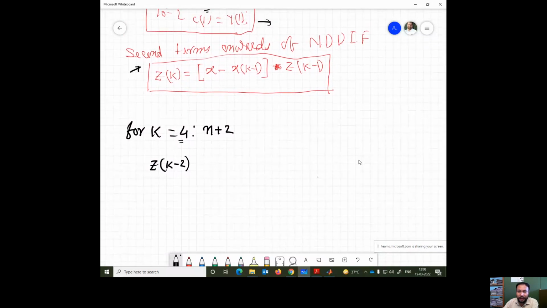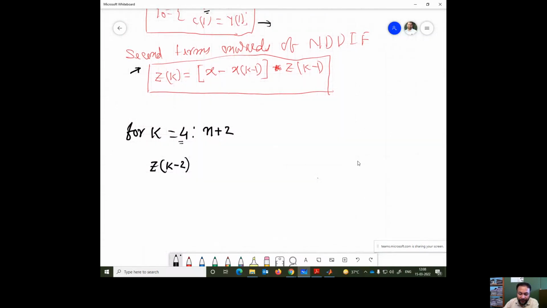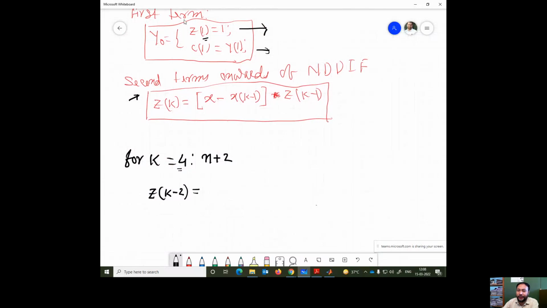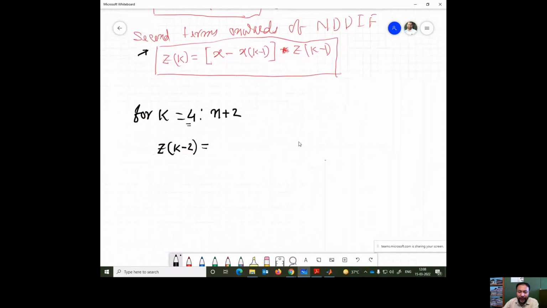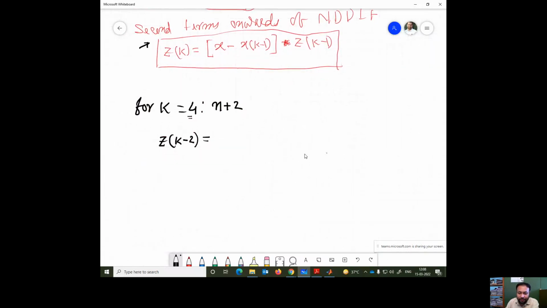Without that divided difference table, we cannot estimate our interpolating value. Why is it k minus 2? Because k is equal to 4. If I put k equal to 4 here, I can get z2. Z2 can be calculated because I have z1 from the first term. So now the algorithm is like this.